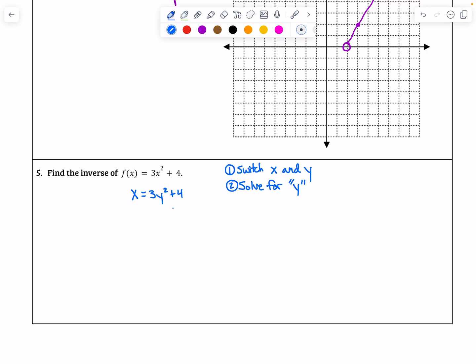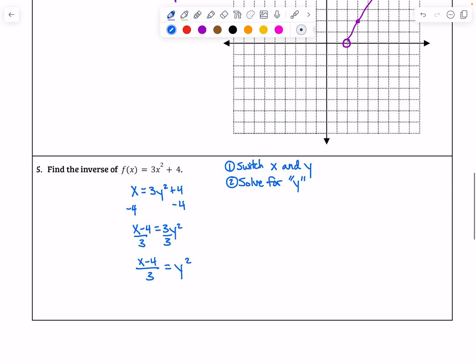Okay, so let's subtract 4 from both sides because we're trying to get y by itself. So we get x minus 4 is equal to 3y squared. Then we've got to divide both sides by 3 to get rid of the 3. So x minus 4 divided by 3 is equal to y squared. But then we've got to get rid of the square. So to get rid of the square, we've got to square root both sides.